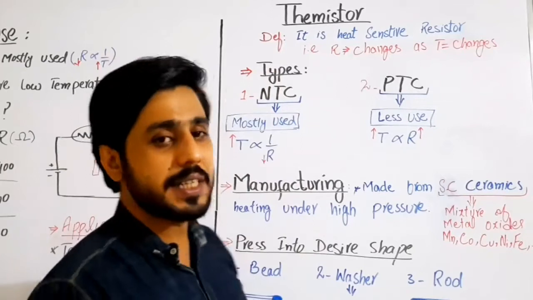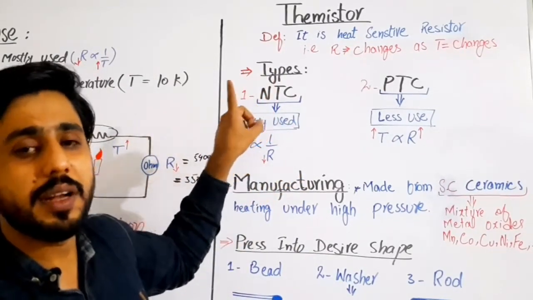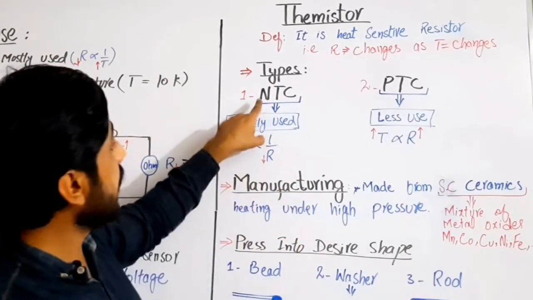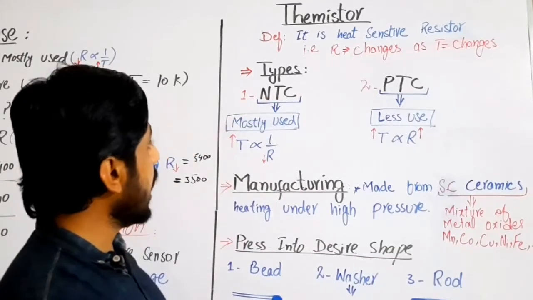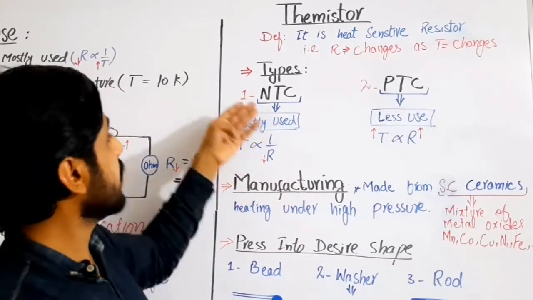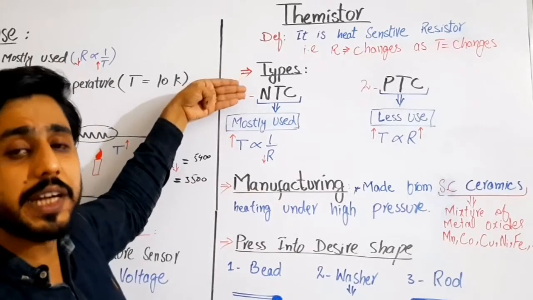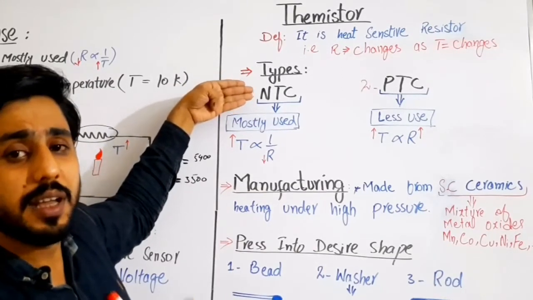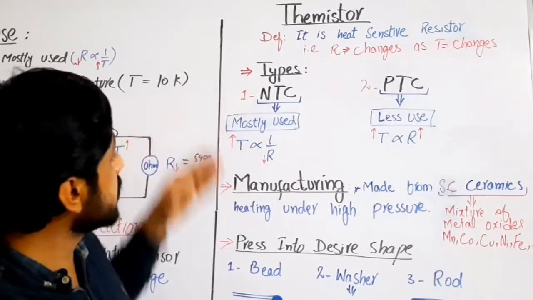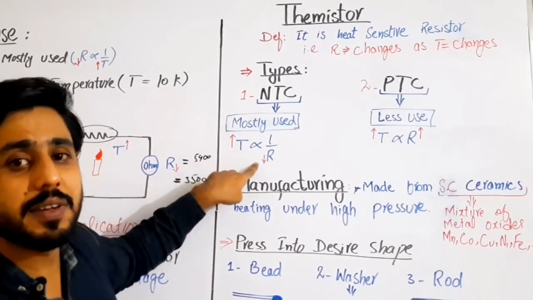Now we will discuss its types. Here we will discuss its two types. One is NTC and the second is PTC. NTC stands for negative temperature coefficient and PTC for positive temperature coefficient. Most thermistors have a negative temperature coefficient, which means that whenever there is an increase in temperature, the resistance will decrease.